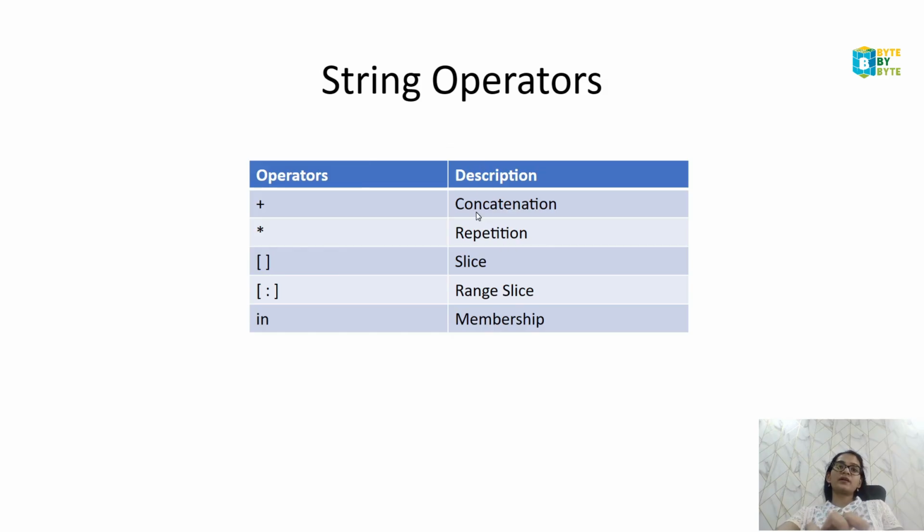So the first operator is concatenation. The concatenation operator is used if you have two strings and you want to merge those two strings. At that particular point of time you can do the operation called concatenation. How do you do it? Using your plus operator. So let's see an example of that.